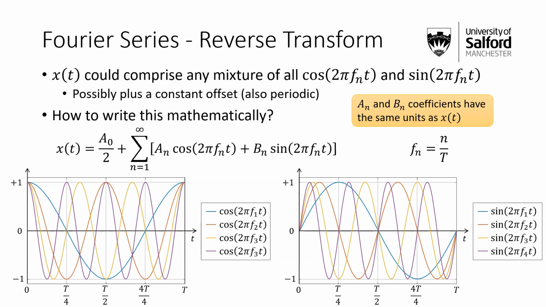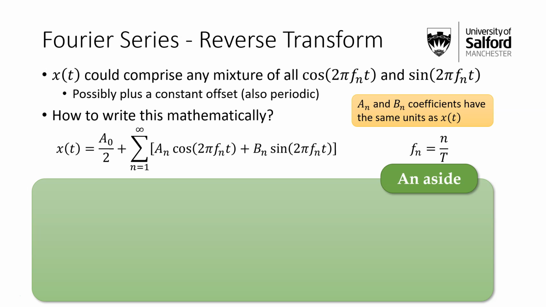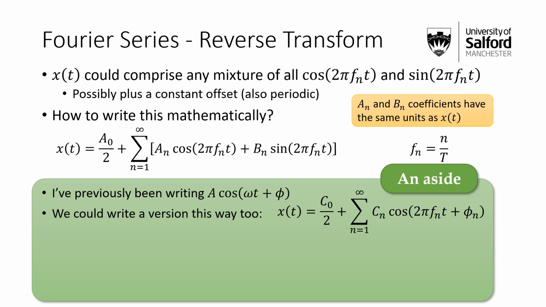Now just before we take this a bit further, just a little aside. In the previous talk I was writing things like amplitude A times cos(omega t plus phi). Now we could write a version of Fourier series that way too. I've chosen not to use omega here because I'm just trying to emphasise these harmonic frequencies, but we could write something like this, and I've used C for amplitude here just so it's a different letter. So we could write something like C0 over 2, still a constant factor, but then rather than having this cos and sine, we could just have cosines with a little phi n in there as well, giving each harmonic a possible phase offset phi n, and then an amplitude as well.